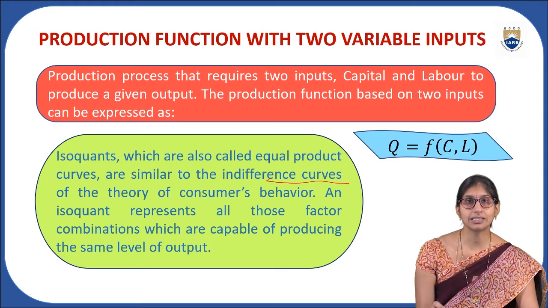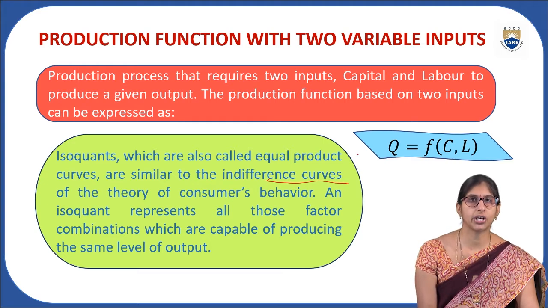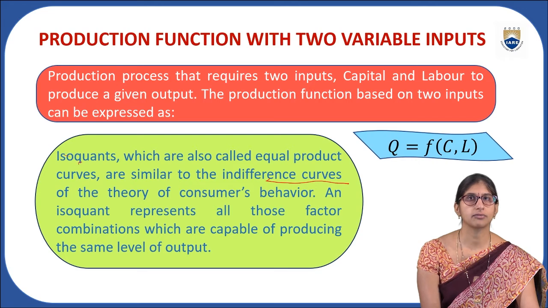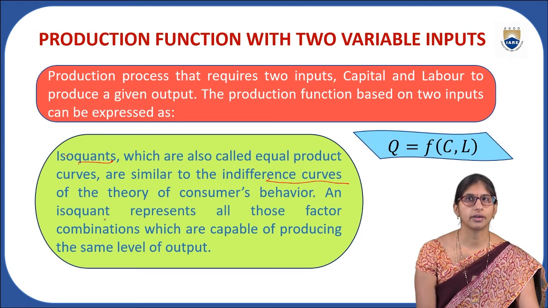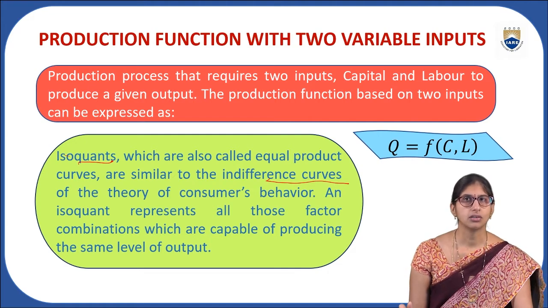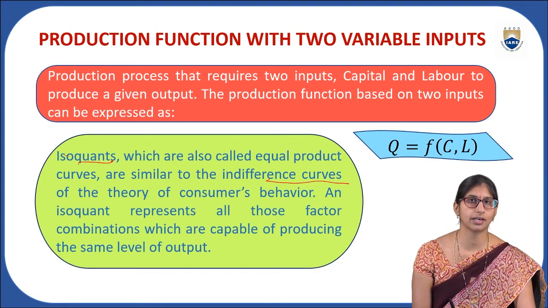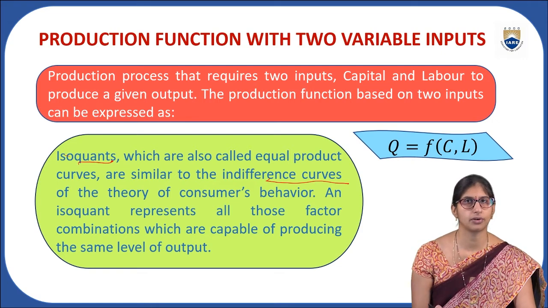Just like the indifference curves in consumer behavior, we are dealing with production now, where we call it isoquant. All other factors are going to be constant, and we talk about only two input factors and what level of output we get with these two input factors. That is what we study in isoquant.